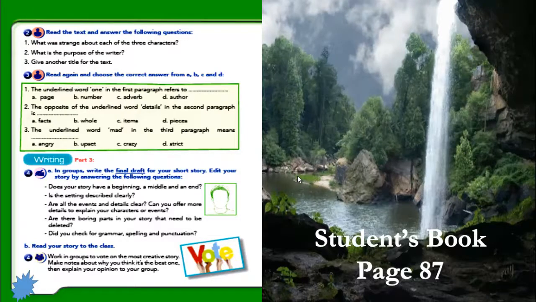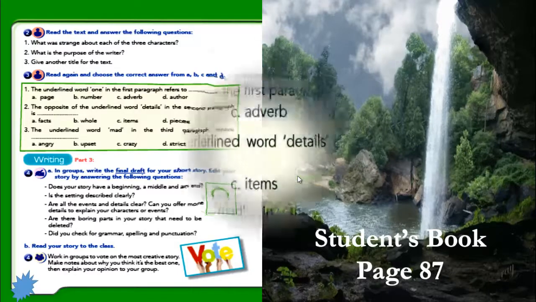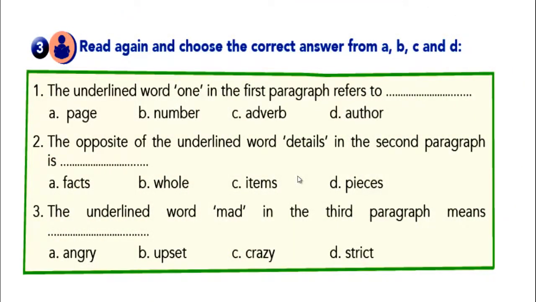Okay, I think now you have understood the three questions, like strange about each one, and the purpose of the writer to tell us about the three characters. And another title, we can say strange people here or creative people. Now, let's move to another exercise. I'd like you to read again the text alone and choose the correct answer from A, B, C, and D.